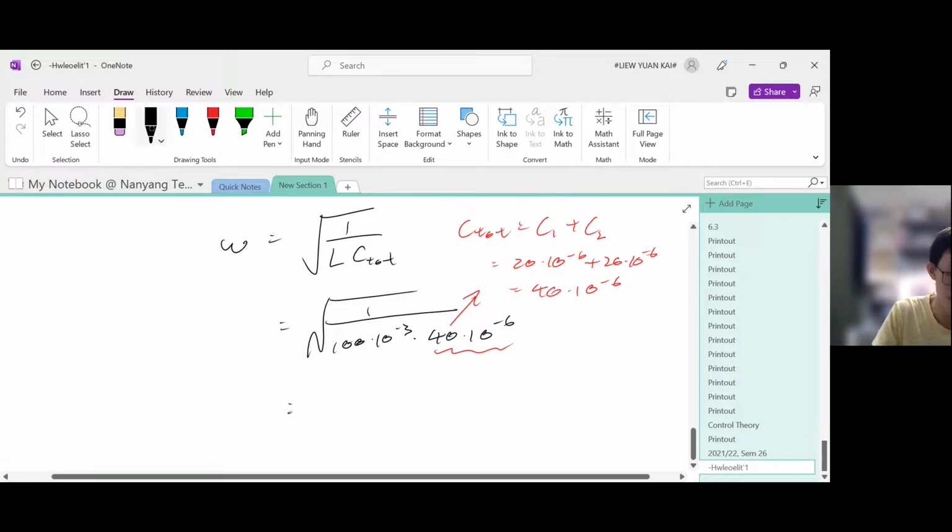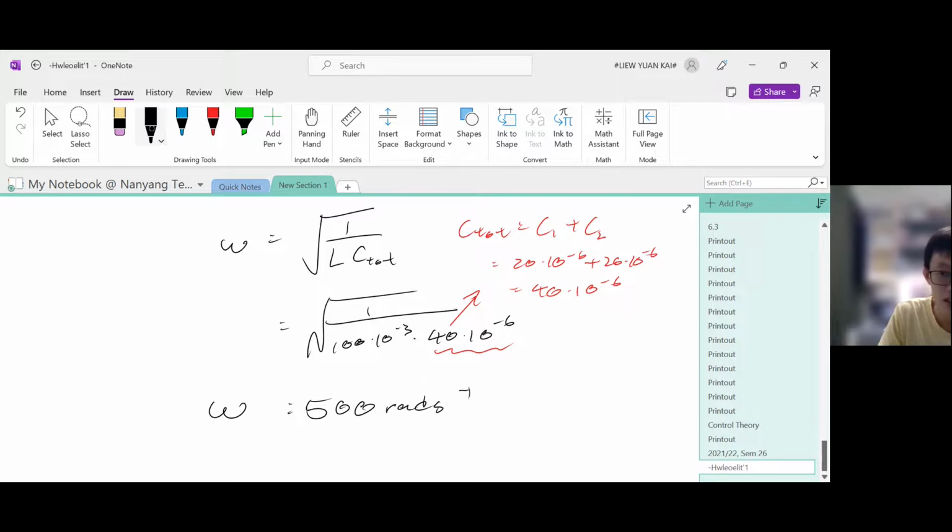Then if you put this in your calculator, your omega should be 500 radians per second. So this is your resonance frequency. I'll just put resonance here. Okay.